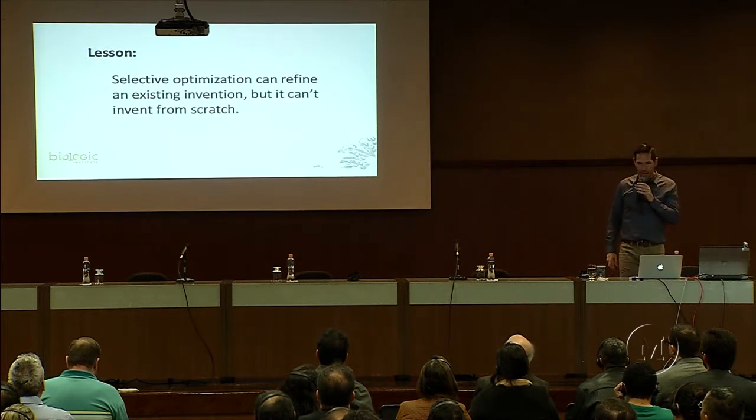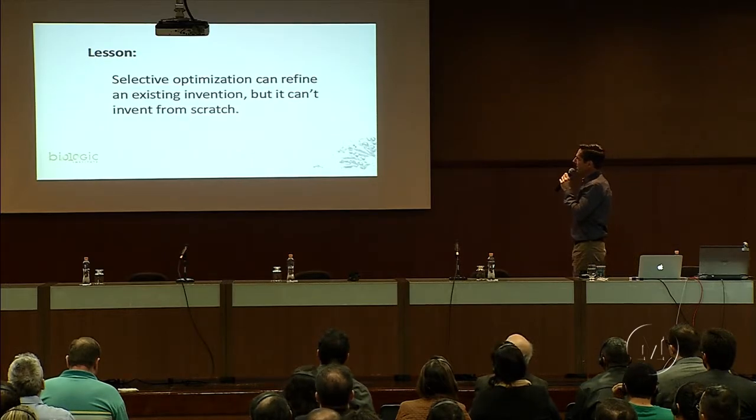What we think the explanation is, as we described in the paper, is that you need to have a fold there, a proper enzyme there, in order for selection to cause these improvements. If you don't have that, even if you happen to have some activity against penicillin, natural selection is not able to improve anything because there's nothing there to improve. So let me read what this says. The lesson is that selective optimization can refine an existing invention, but it cannot invent from scratch.